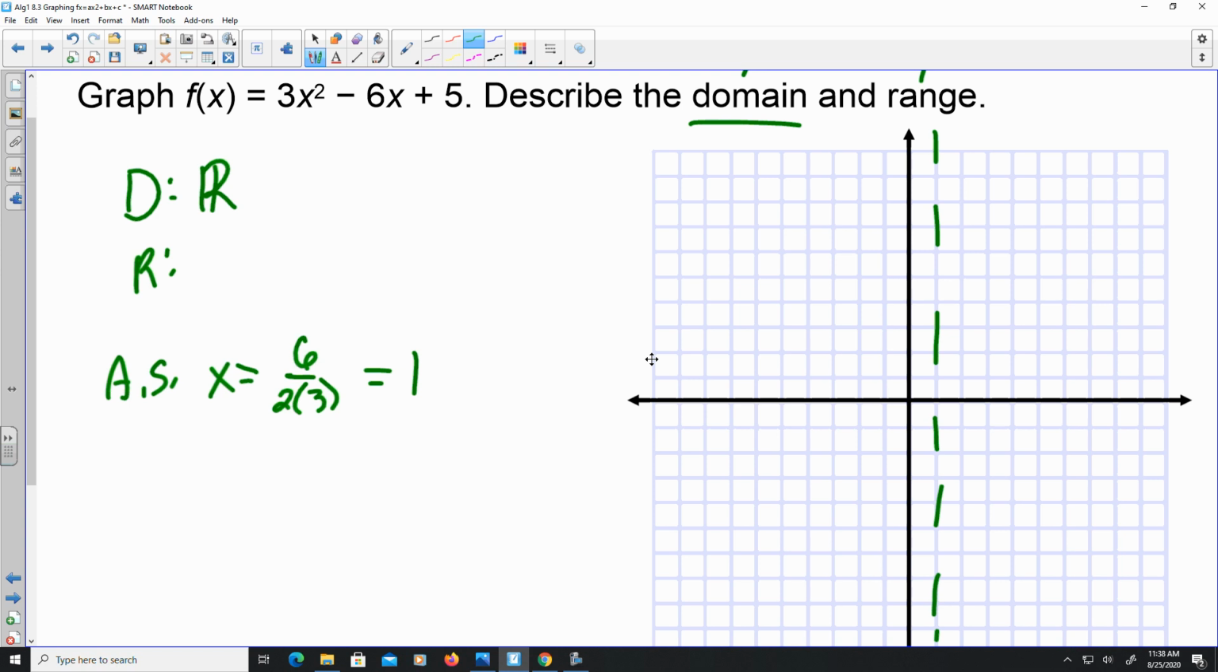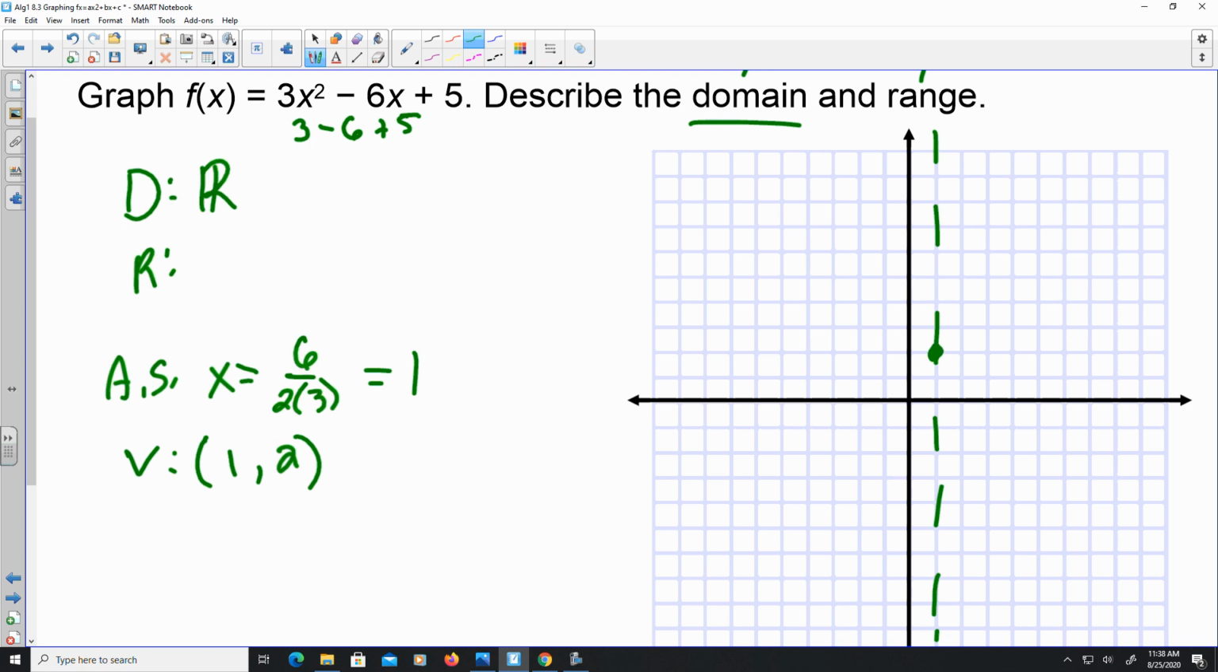My vertex is going to be 1 for my x-coordinate. For my y-coordinate, it's going to be 1 squared is 1, 1 times 3 is 3, minus 6 times 1 is 6, plus 5. So 3 minus 6 is negative 3, plus 5 is 2. So 1 comma 2 is my vertex.